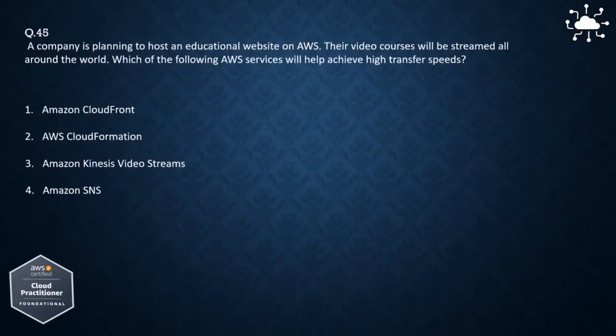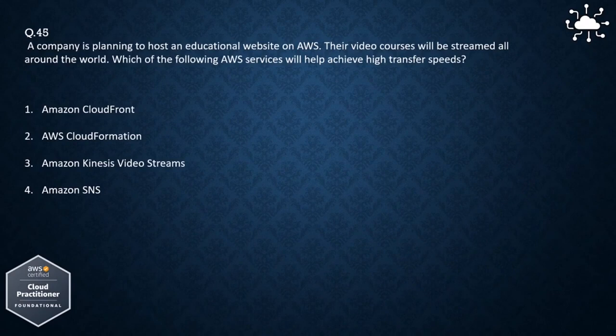Question 45. A company is planning to host an educational website on AWS. Their video courses will be streamed all around the world. Which of the following AWS services will help achieve high transfer speeds? 1. Amazon CloudFront. 2. AWS CloudFormation. 3. Amazon Kinesis Video Streams. 4. Amazon SNS. The correct answer is Amazon CloudFront.